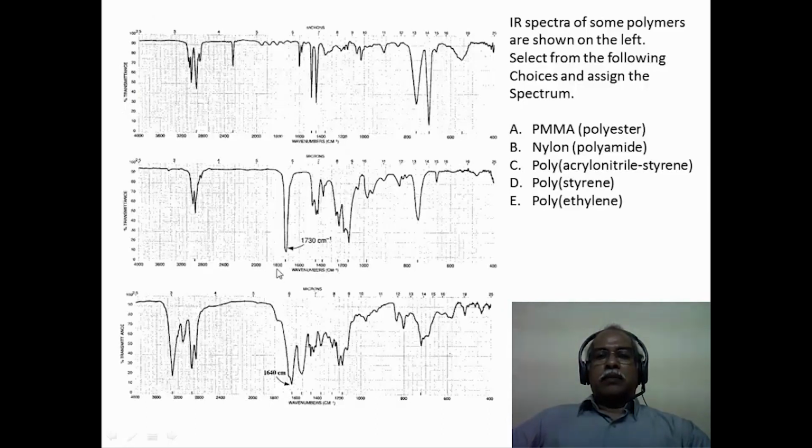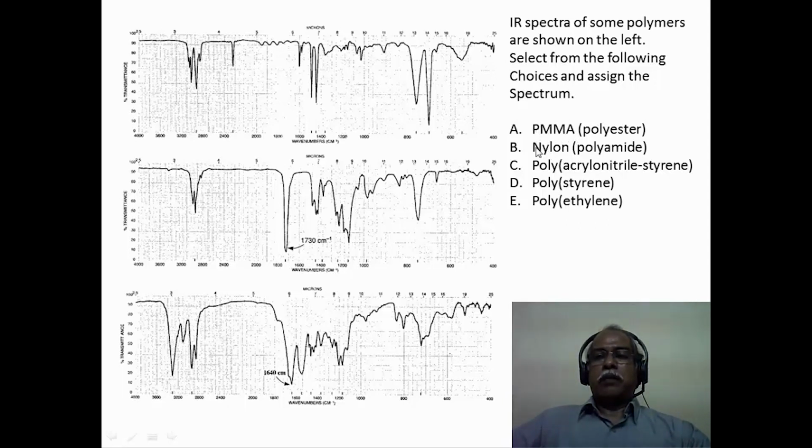Here is another problem. There are 3 IR spectra given here and they belong to one of these polymers. Each one belongs to one of these polymers. So one needs to match the IR spectrum with the correct identification of the polymer structure. The polymers given are PMMA, which is polymethyl methacrylate, which is an ester polymer. It's a saturated ester polymer.